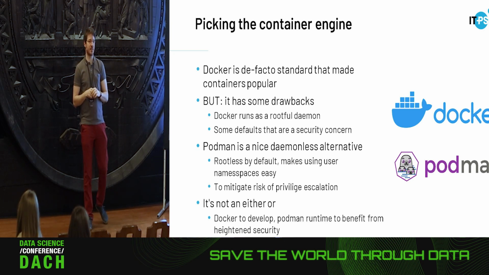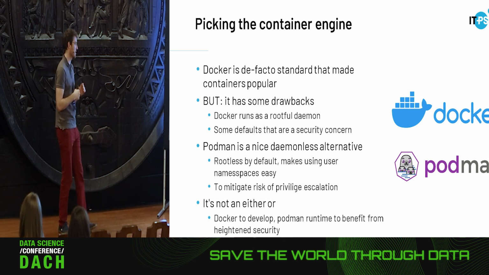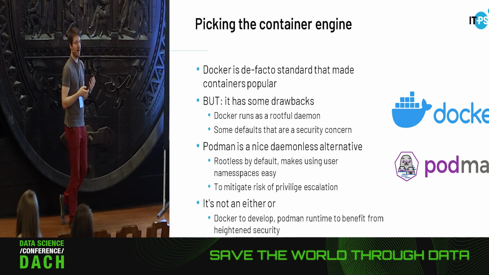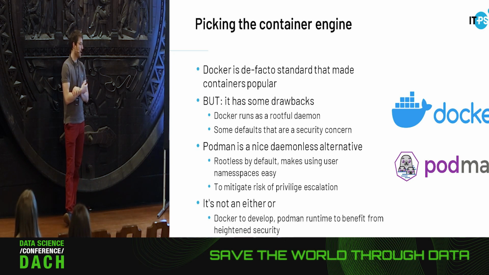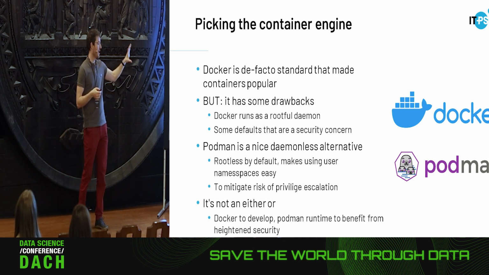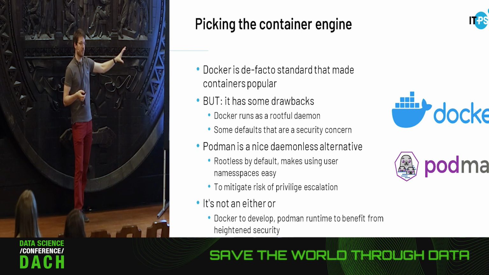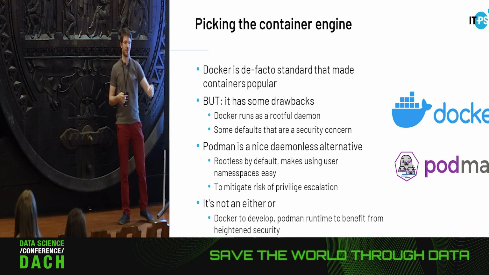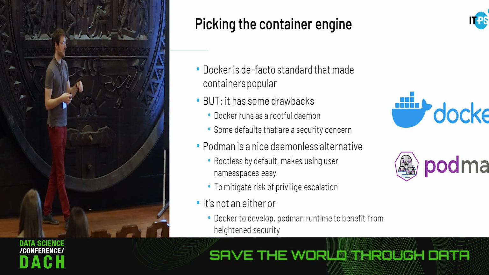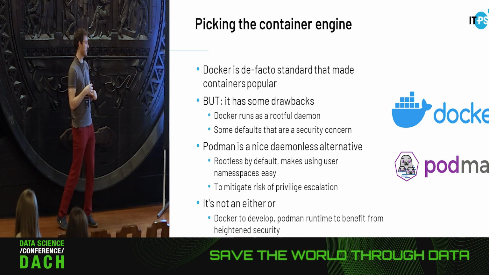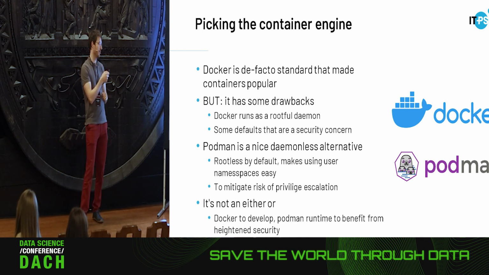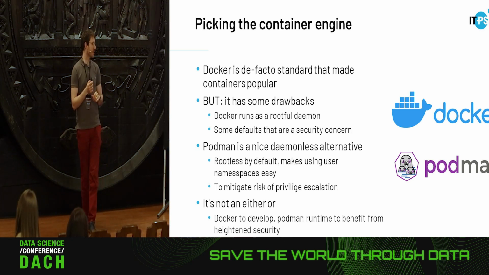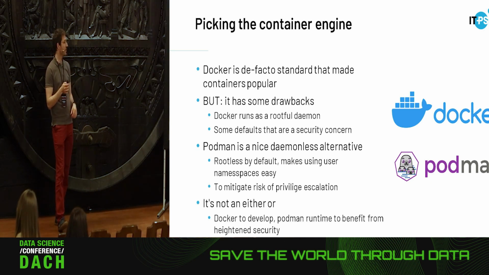And Podman is a very nice daemonless alternative, which runs rootless by default. It has some heightened security benefits, which helps to mitigate the risk of privilege escalation, as I mentioned here. But it's not an either-or. You can use both. For example, in some projects we use Docker for building and Podman to run stuff. Podman also makes transitioning to Kubernetes a little easier because some of the defaults in Kubernetes or OpenShift are more like Podman. But that's the last learning, and this brings me to the summary, because I think I'm about over time already.